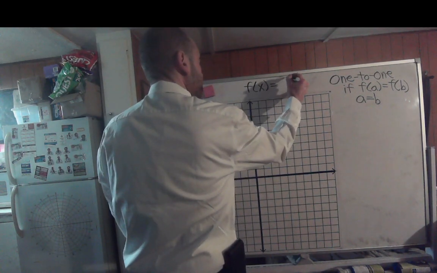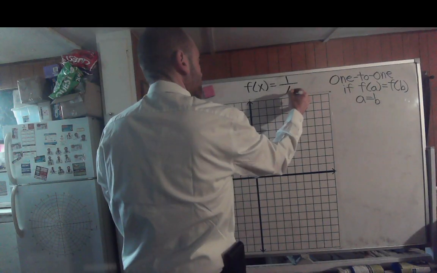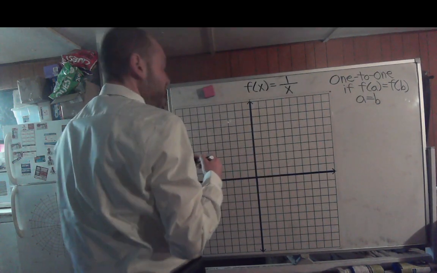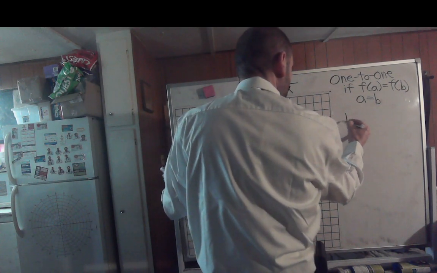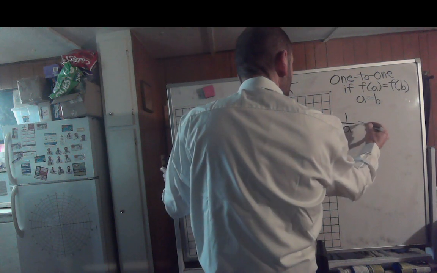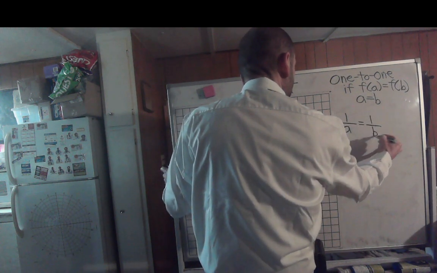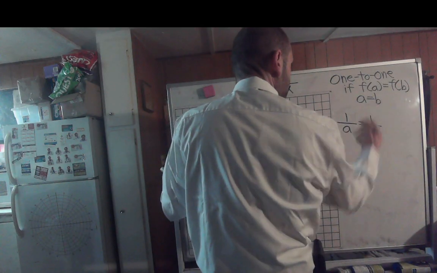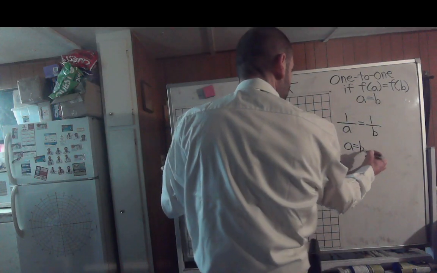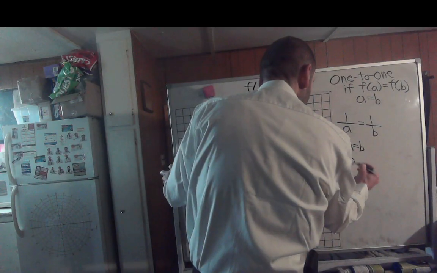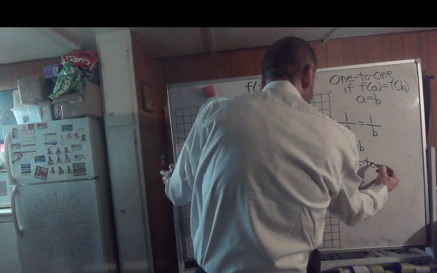Alright, how about f of x equals 1 over x? So this would mean that 1 over a would equal 1 over b. And then you do the cross multiplication for the proportion, you would literally get that a equals b. So yes, 1 over x is 1 to 1. This is in fact a one-to-one function.